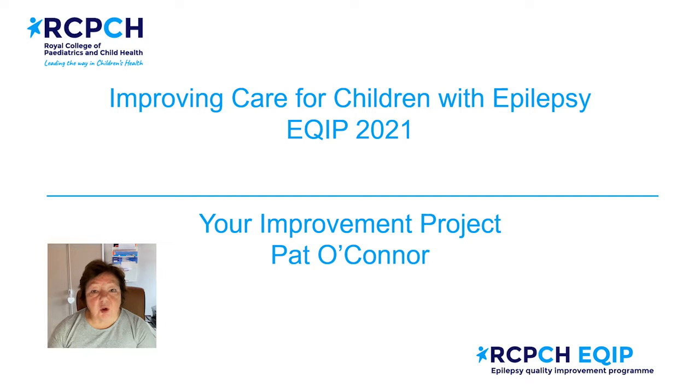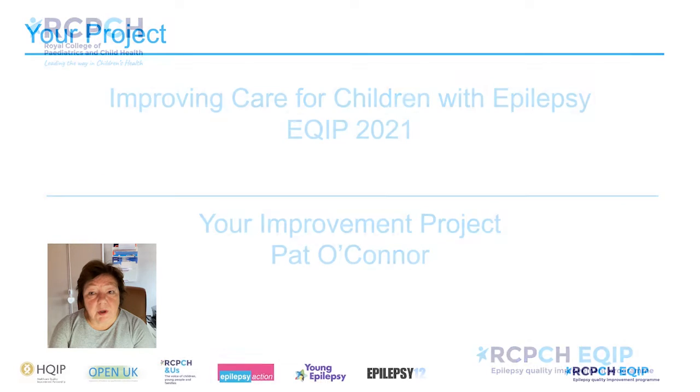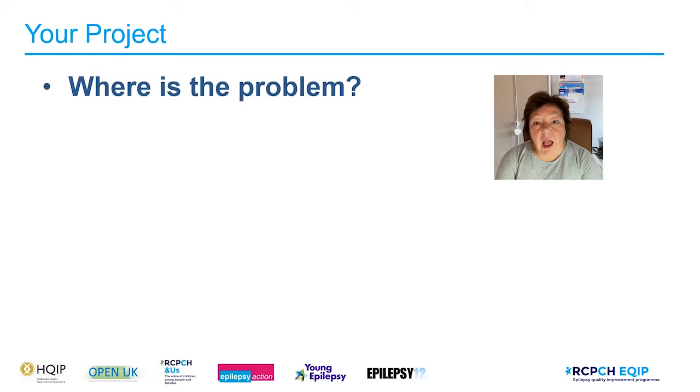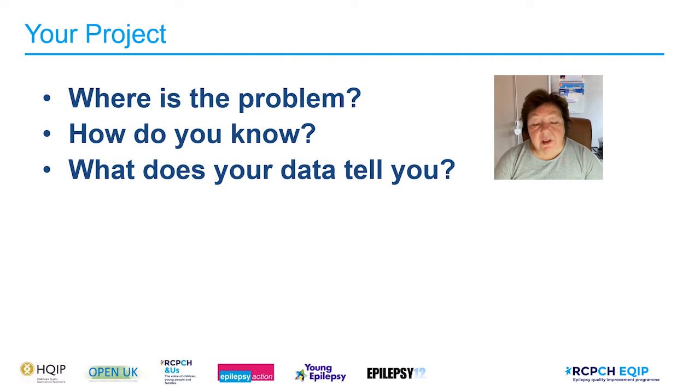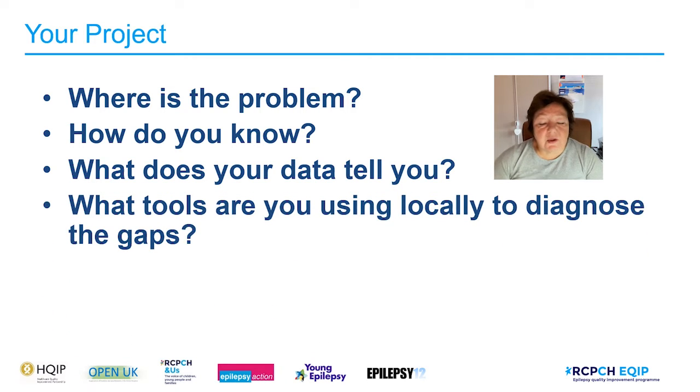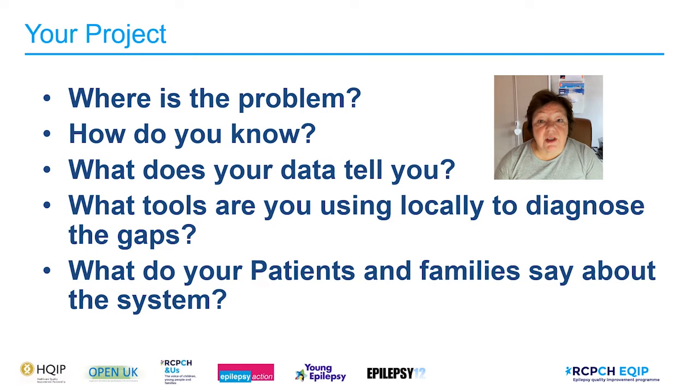So as part of your project, what you're already working on is, where is the problem? You've identified that now. How do you know it's an issue? You've probably used some tools and techniques for diagnosis. What does that data tell you? Where's the most difficult issue, or where can you make a difference by March? What tools are you using locally to diagnose the gaps? And what are the patients and families saying about the services that you provide?